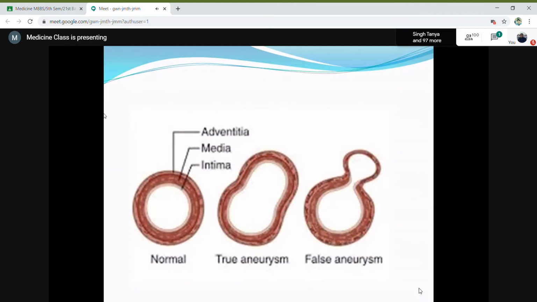This is the diagram showing a normal blood vessel. You can see the intima, media, and adventitia. If it is a true aneurysm, then there will be dilatation with involvement of all three layers. So this is a true aneurysm. And if it is a false aneurysm, you can see that only the adventitia gets involved in the dilated segment. So this is the difference between the true and the false aneurysm.